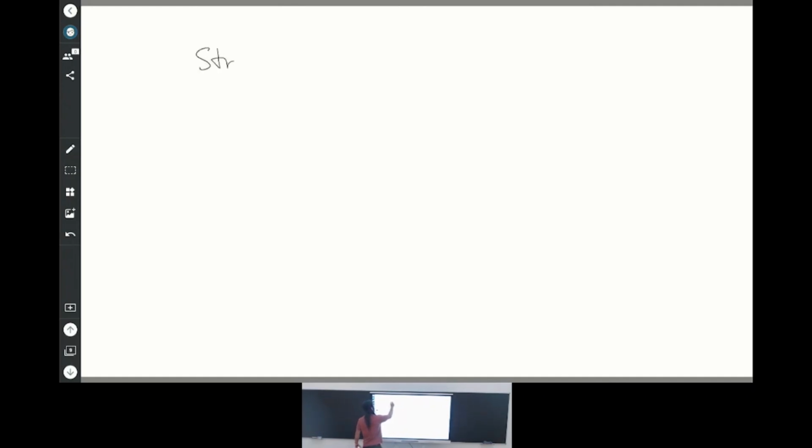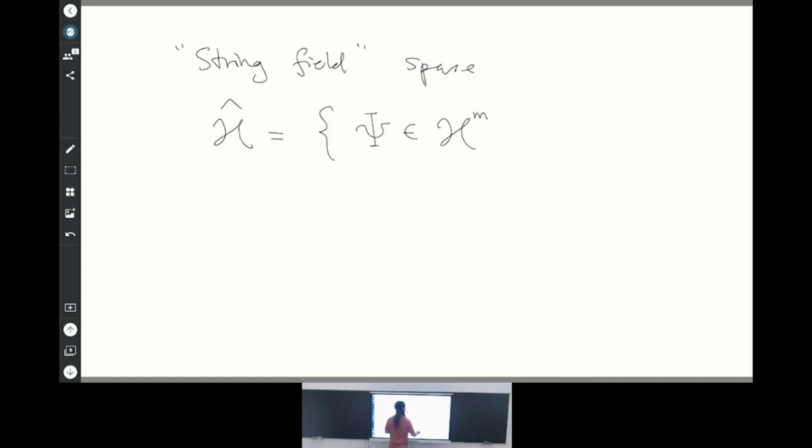So what is a string field? The space of string fields is defined as follows. This is what we usually call the closed string field. H hat, this is the space of string fields, is the following linear space, spanned by psi, which is a vector living in the matter Hilbert space, tensored with the space of states of the BC ghost system. The BC ghost state space is not unitary, so this H ghost is not quite a Hilbert space, but we'll not worry about such mathematical subtlety for now. I just view this as a vector space, subject to some additional constraints.